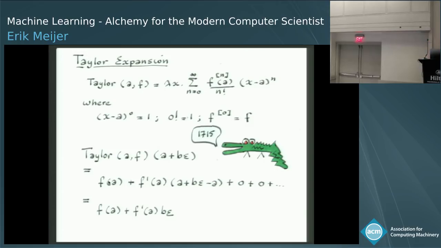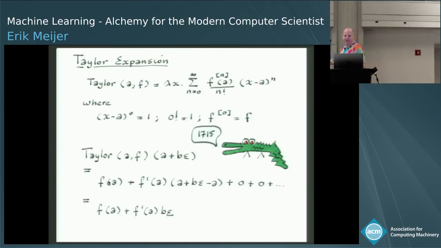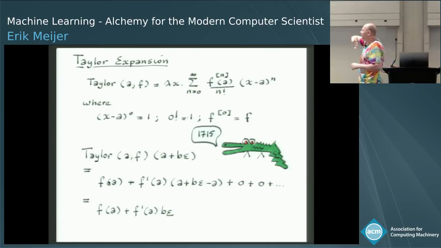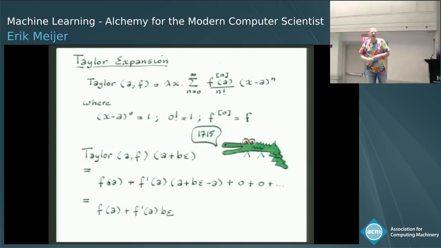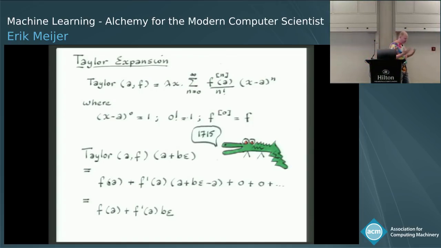But let's just do the Taylor expansion on f at a plus b epsilon. And what we see, because epsilon squared equals 0, is that all the terms where n is larger than 2 just drop out. And we really get f of a plus f prime, the derivative of f applied to a, times b epsilon. All right? So this really relies on the Taylor expansion.